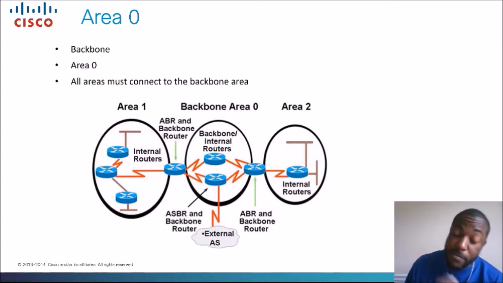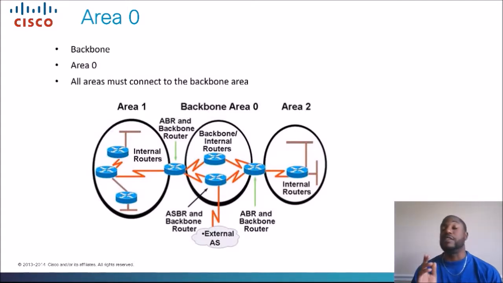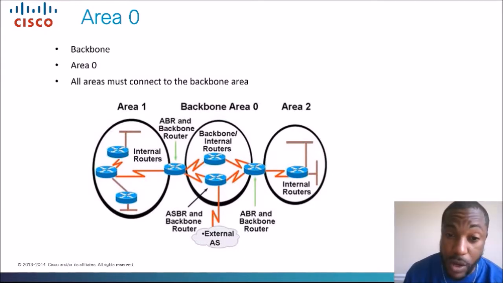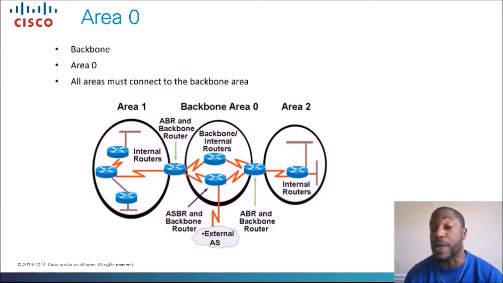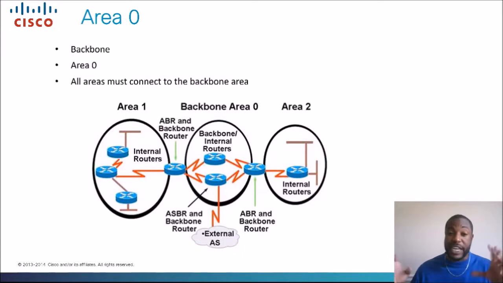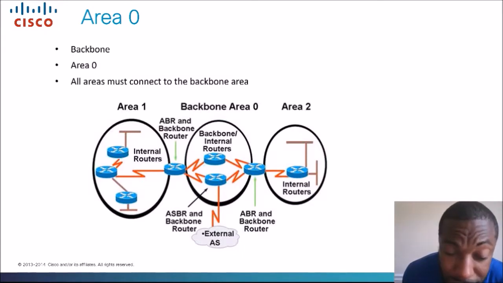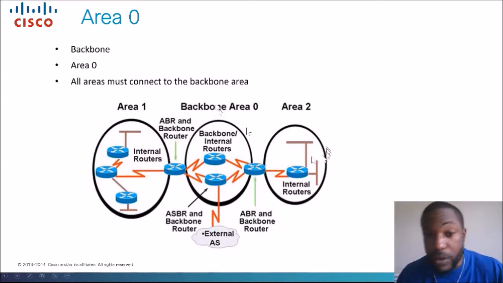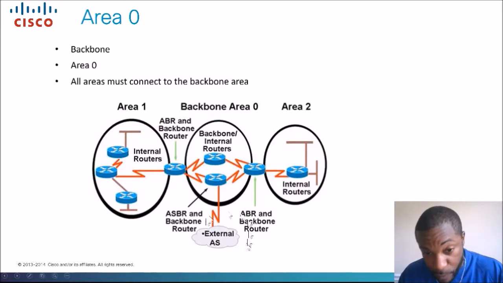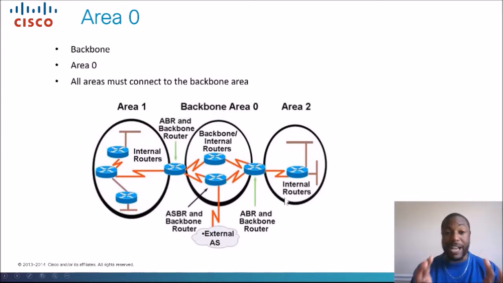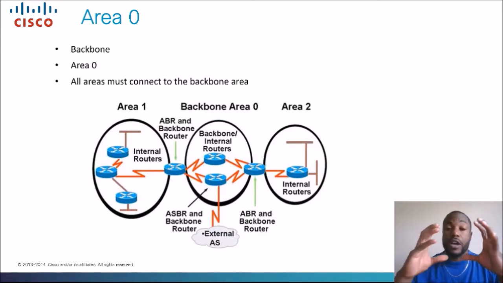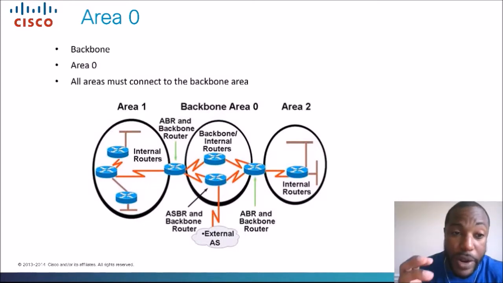The first one, as I've mentioned before, is the backbone area. This is Area 0, which is also known as the backbone. All areas must connect to this backbone area. If you look at this topology, we've got Area 0 right here in the middle. Obviously, we've got Area 1 connected to it, Area 2 connected to it. If we had a 3 right here, fine. If we had a 4 right here, they're all connected to the backbone area. This is what an OSPF topology starts out with, the backbone, Area 0.